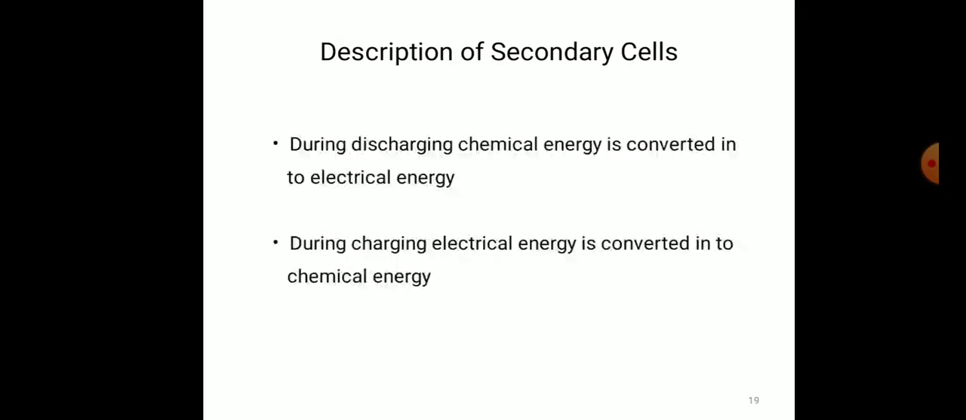During discharging, chemical energy is converted into electrical energy. During charging, electrical energy is converted into chemical energy. Charging means the cell takes electrical energy and stores it in the form of chemical energy. Discharging means the already stored chemical energy is converted and passed through the battery as electrical energy.